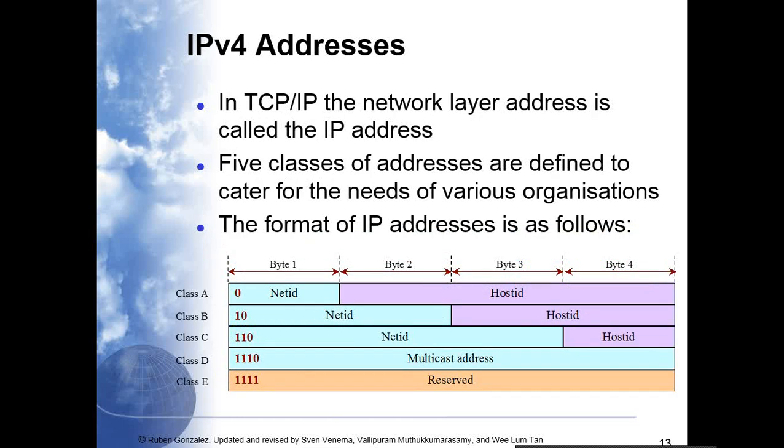IPv4 addresses. In TCP/IP, the network layer address is called the IP address. There are five classes of address, and they're designed to cater for the needs of different organizations. We've found by now that we have run out of these addresses, so we are transitioning away from this model, but it has been pretty useful for quite a while.